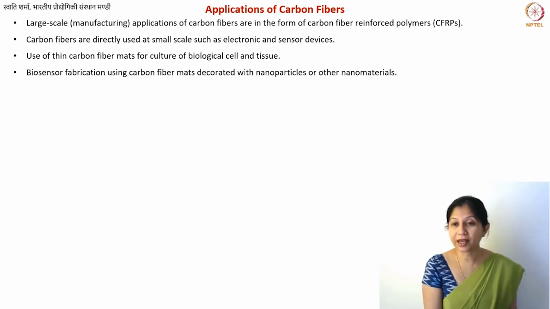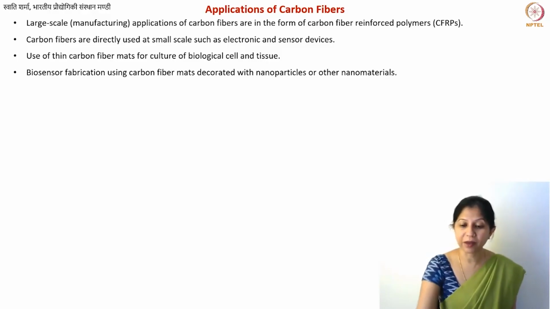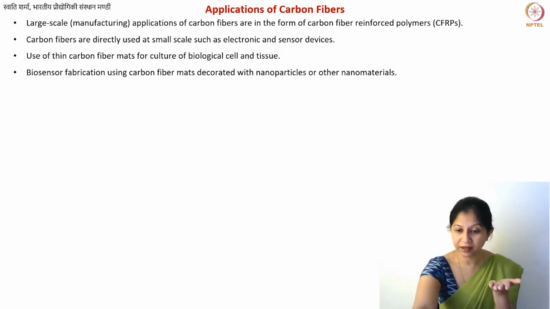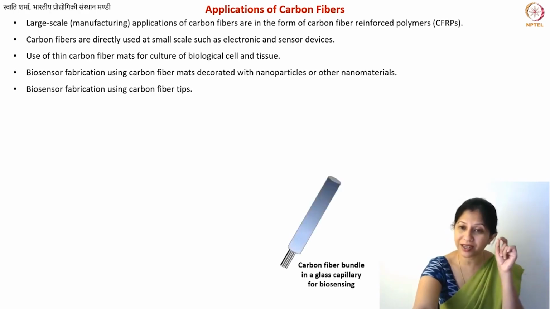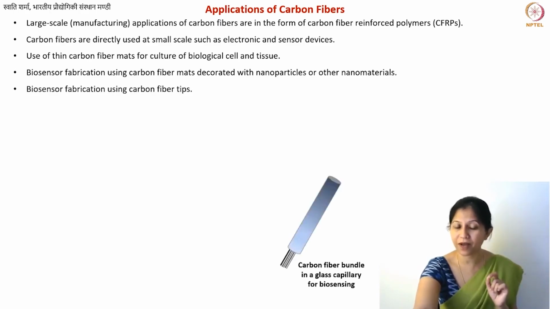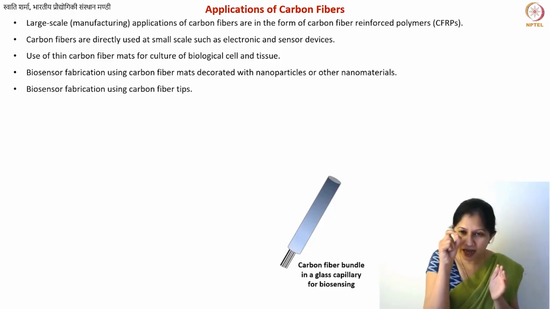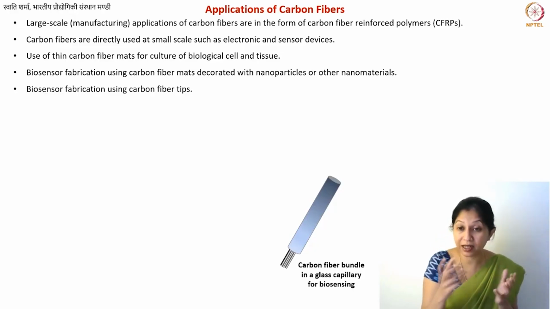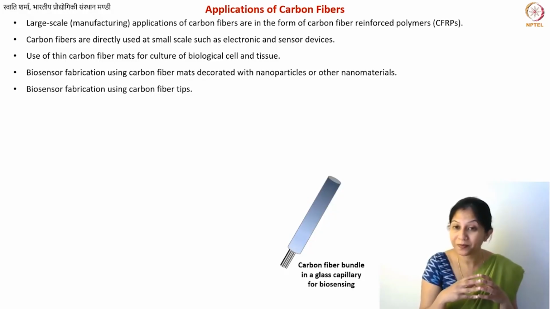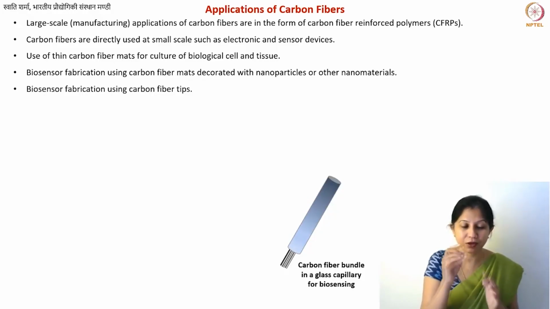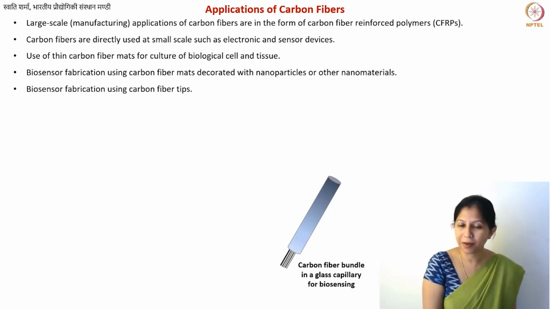For biosensing applications also, you can directly use carbon fibers. Now you may use the mat, the carbon fiber mat, the fabric-like structure, or you can also use the tips of your carbon fibers. Why would you use the tips? Because there you can use these nanoscale tips. Let's say your fibers are nanoscale. Then you are able to sense even very small concentrations. You can sense the individual biological entity that you're planning to sense.